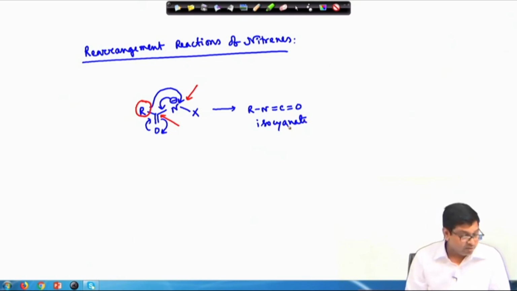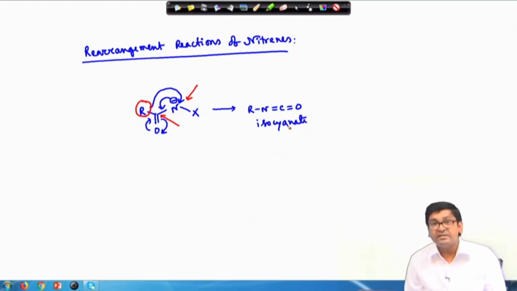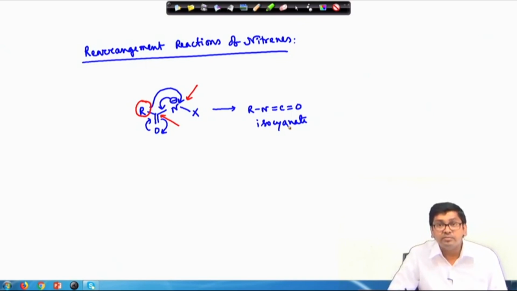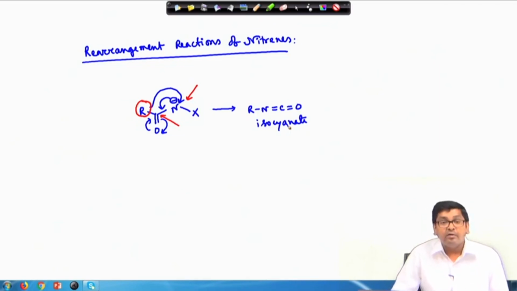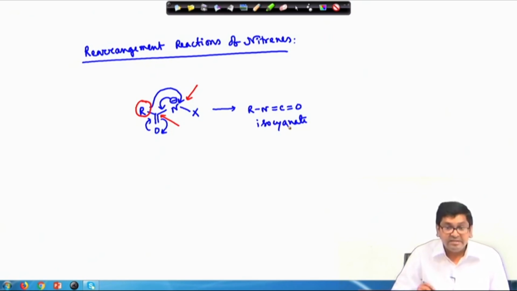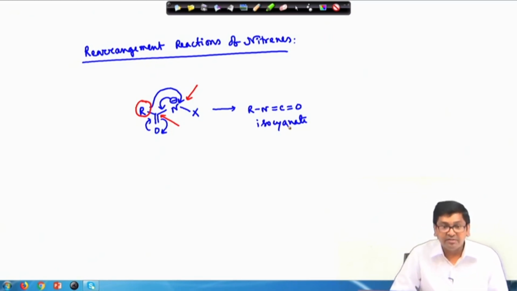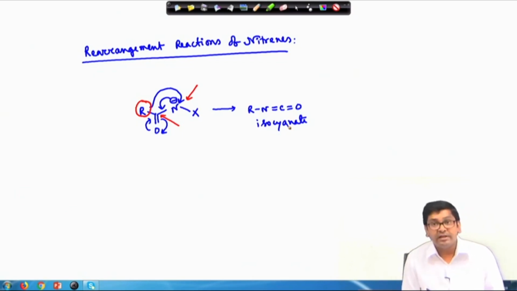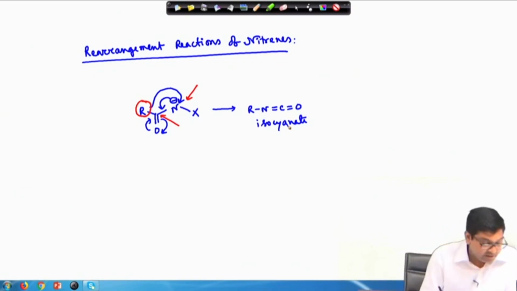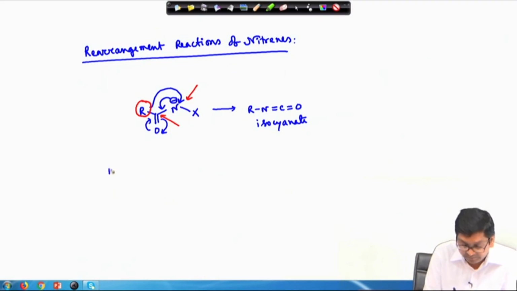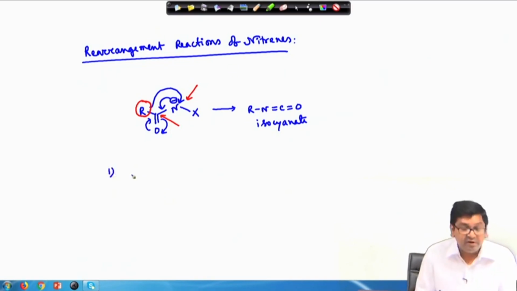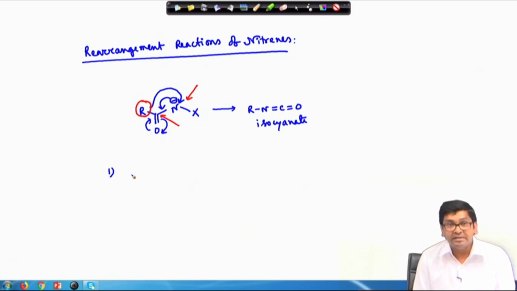And what we got for this nitrene species is that various types of rearrangements are possible, basically the rearrangements with electron deficient nitrogen species. We will not say that these reactions directly go through nitrenes, but in general they go through electron deficient nitrogen species. We will see how these reactions work. As an example, there are 4 different types of rearrangement reactions we will discuss today.